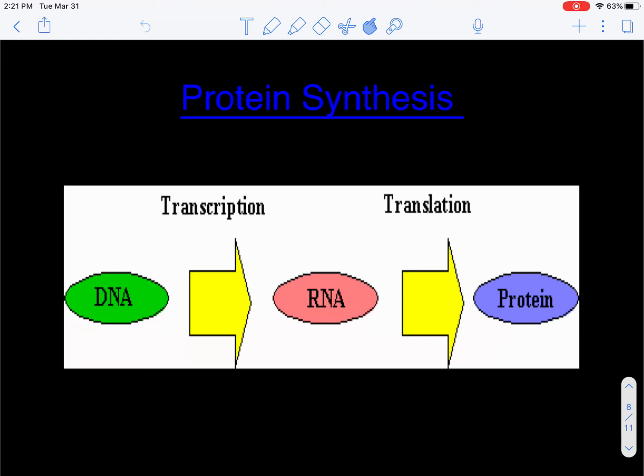So protein synthesis, I'm going to try to send you a BrainPOP that shows you protein synthesis, or even an Amoeba Sisters video that explains how this all happens. So DNA transcribes to RNA. That RNA is going to translate those codons and make a protein.